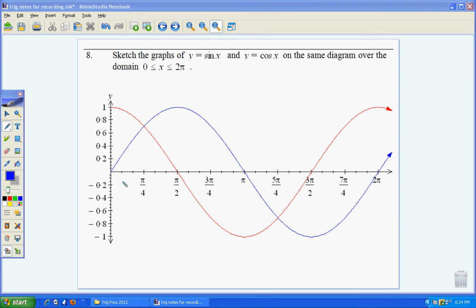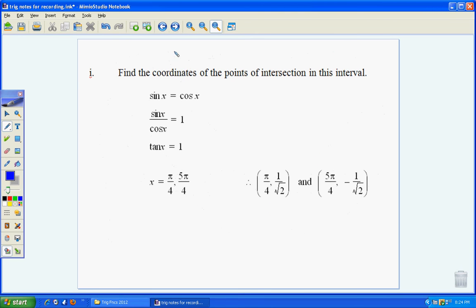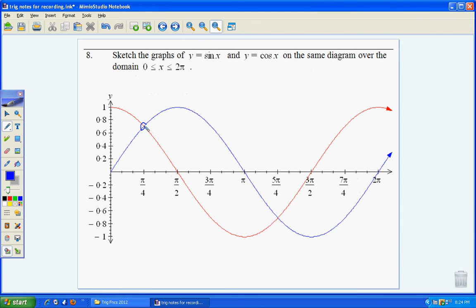Sin x, cos x. So sin x, we know what that looks like, and cos x starts at 1 from 0 and then goes through and finishes back at pi and 2 pi as well. So the first one I want you to do is find the coordinates of the points of intersection. So we want to find where it's intersecting there.